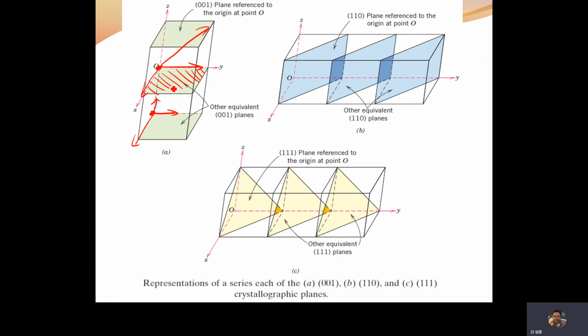Okay, therefore, this plane can be figured out. It's the (001) plane. Okay, and this plane in a unit cell, how do we define this plane in this system?